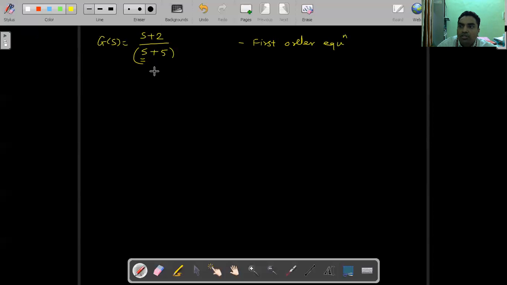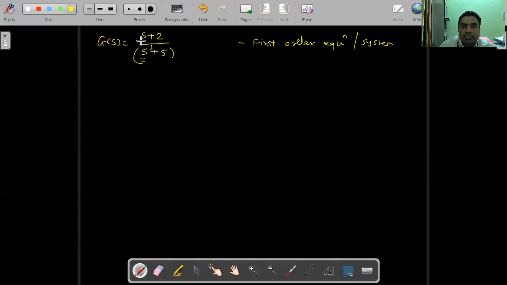So this system that we have observed now, G of s is equal to (s plus 2) divided by (s plus 5). In the denominator, you can see that the order of this equation is 1. Right? So this is a first order equation, or we can call it a first order system, because the denominator has a power of s as 1, s raised to 1. That's why it is a first order system.